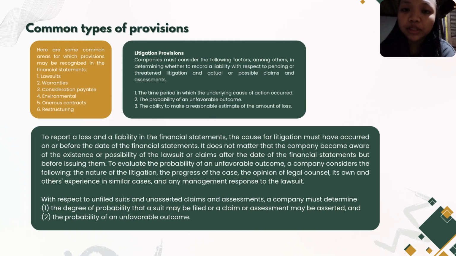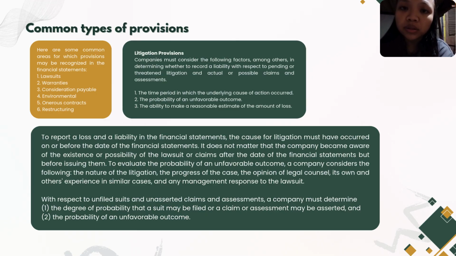And next is litigation provision. Companies must consider the following factors among others in determining whether to record a liability with respect to pending or threatened litigation and actual or possible claims and assessment. First, the time period in which the underlying cause of action occurred. The second one is the probability of an unfavorable outcome. Third one is the ability to make a reasonable estimate of the amount of loss.